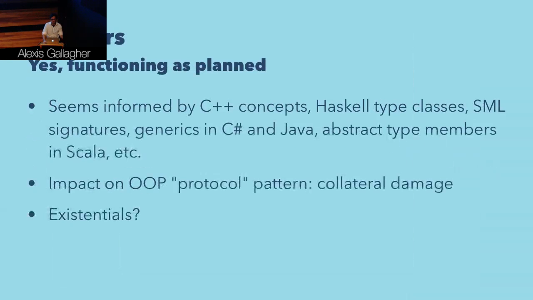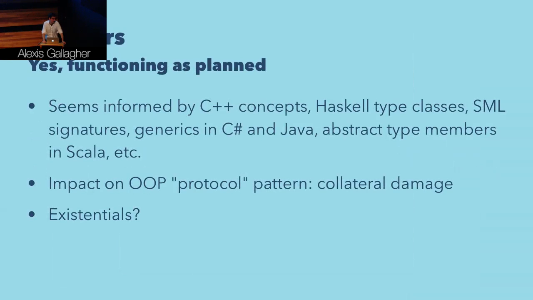Now, are they functioning as planned? I think they seem to be, in that they're informed by a lot of research and a lot of comparison with other languages and similar language features. And if you look at all those languages, they are not as much oriented around dynamic dispatch as Swift is. I mean, C++ has virtual functions, but for the most part, the thinking that seems to have informed this feature was focused on languages that were more static. I think that's where the staticness is coming from. I think the impact on a traditional object-oriented programming notion of a protocol is collateral damage.